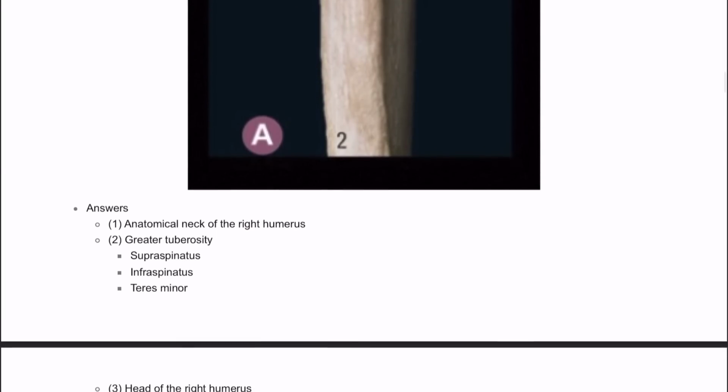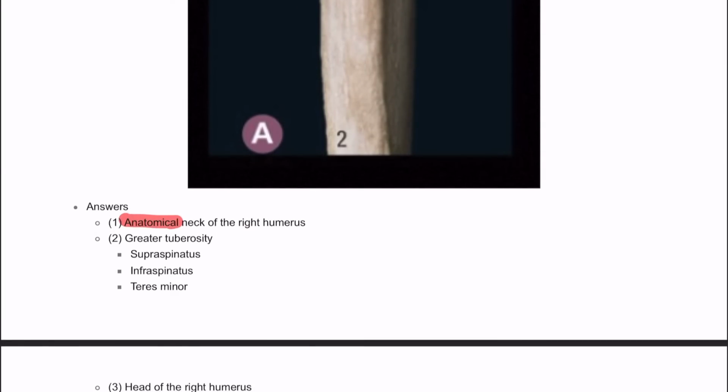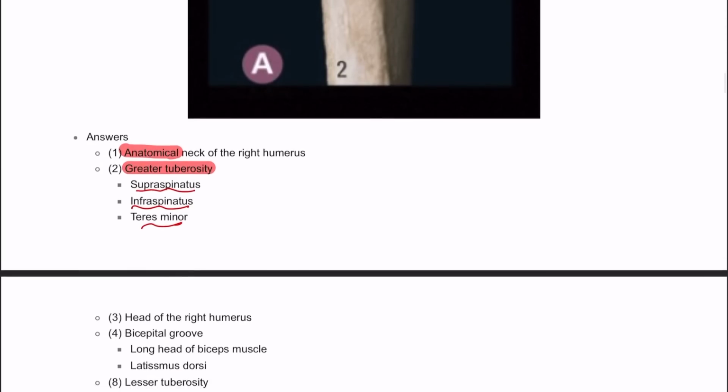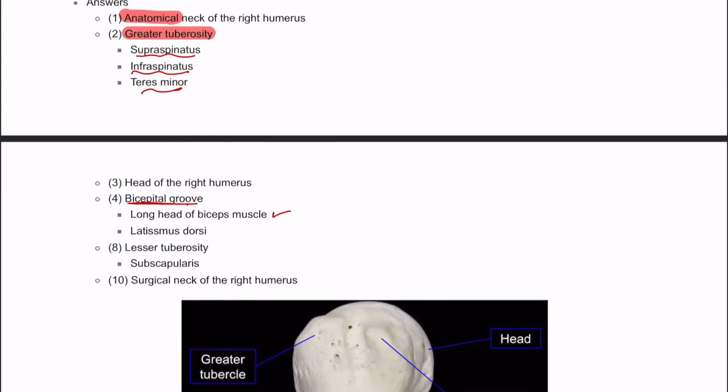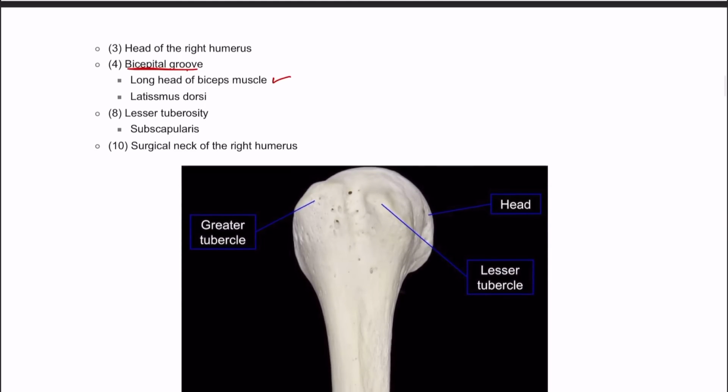So we talked about the anatomical neck and the greater tuberosity with the muscles attached to it, and these are supraspinatus, infraspinatus, teres minor, and the bicipital groove. We didn't mention the muscles that pass through the bicipital groove. The long head of biceps and the latissimus dorsi muscle is attached to it, and the lesser tuberosity, which is subscapularis muscle, and also mentioned the surgical neck.